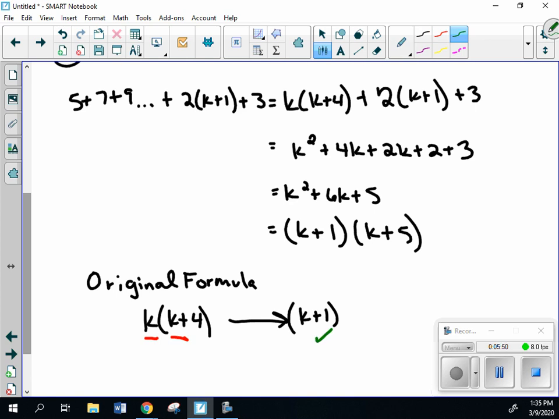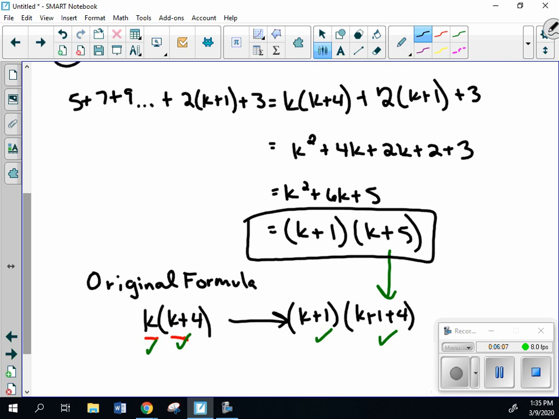That worked out for that one. Check, check. K plus 1 plus 4. That does in fact work out. So that's how I know that I am done at the end of this proof.